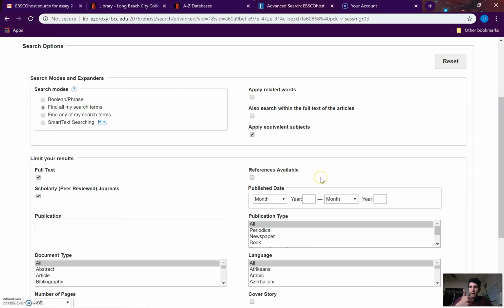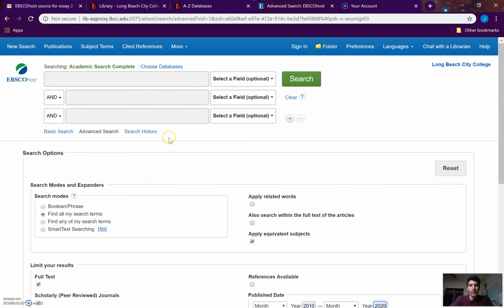And then the final thing I want to do is set sort of a time frame for the publication date. Now a good rule of thumb is to use sources that are current, so no older than 5 years or so. But for this essay, I'm going to give everybody in the class an exception of 10 years. So you get 10 years to focus on your essay. So I'm going to put 2010 all the way to 2020. So now I'm ready to do my search.